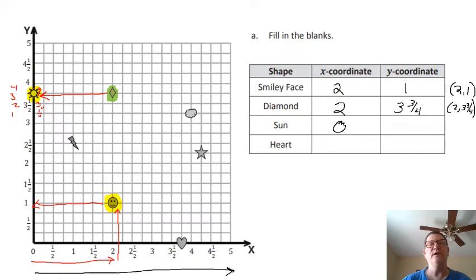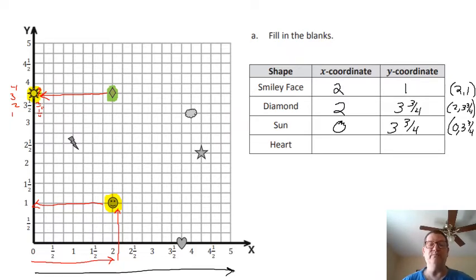Okay. Now we want to see how high it came, and we can see that it's on the same line that we had our diamond. So we know this would be 3 and 3 quarters. So the sun would actually be 0, 3 and 3 quarters.